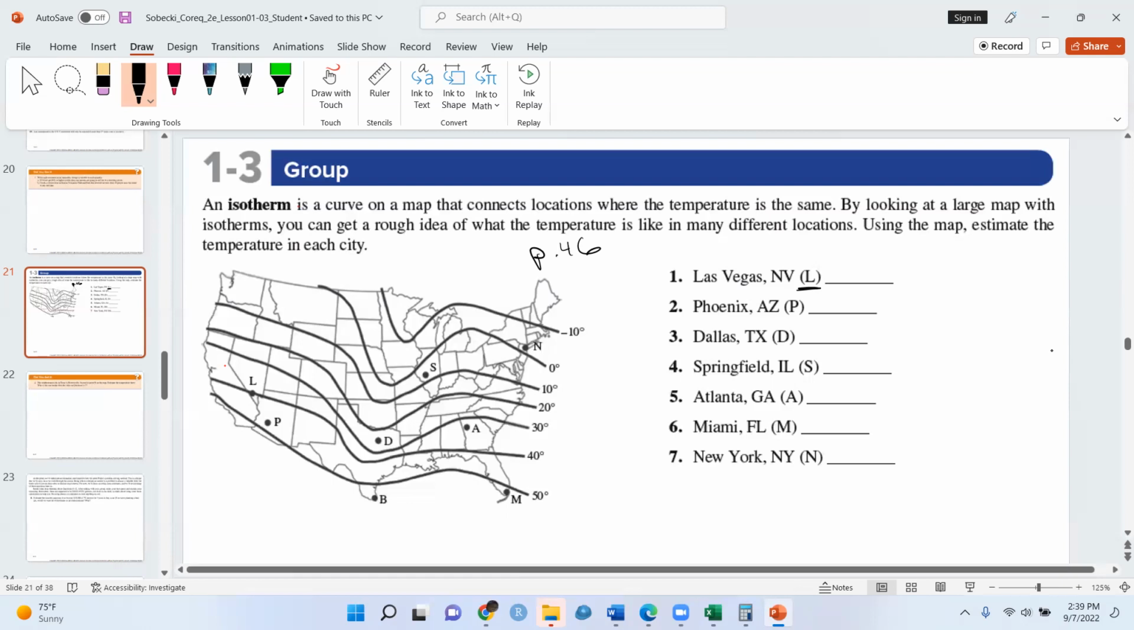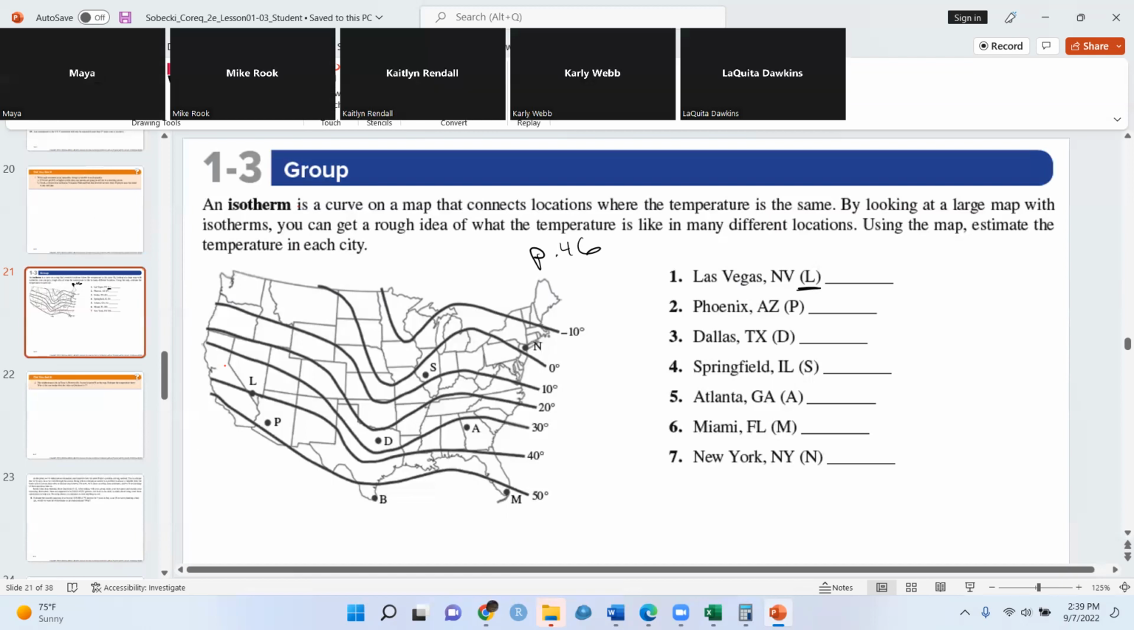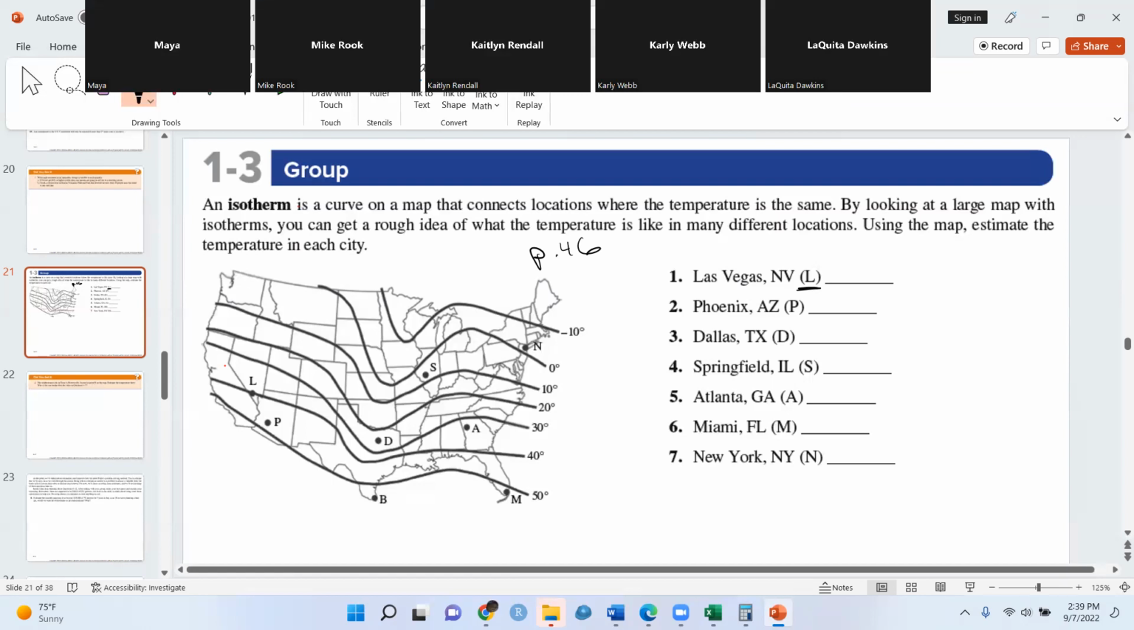40 degrees. And how did you get that? I totally agree with you, by the way. You just drag the line over. If you look at it, the L is right on this line. So you follow it down and you're like, oh, everything on this line or close to it is 40. Nailed it.